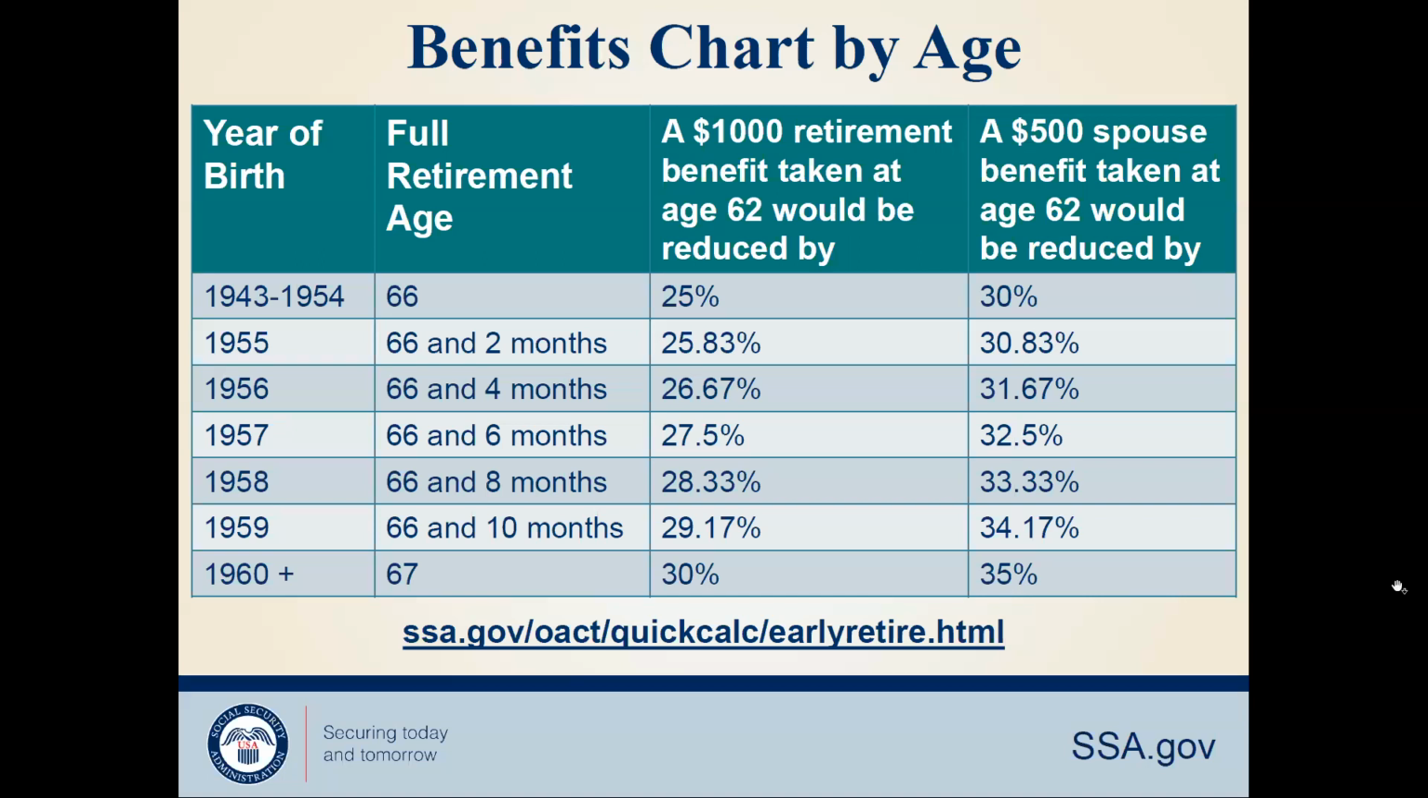Regardless of your full retirement age, reduced benefits can still be paid as early as age 62. In addition, the Medicare eligibility age of 65 has not changed. We recommend that you apply for Medicare 3 months before your 65th birthday, unless you're already receiving Social Security benefits when you turn 65, in which case you will be automatically enrolled in Medicare.